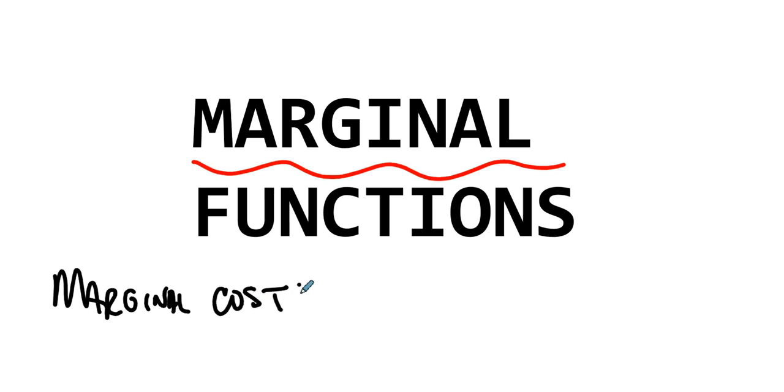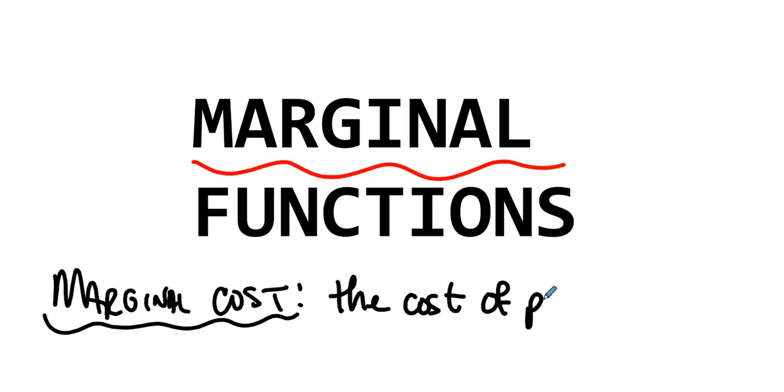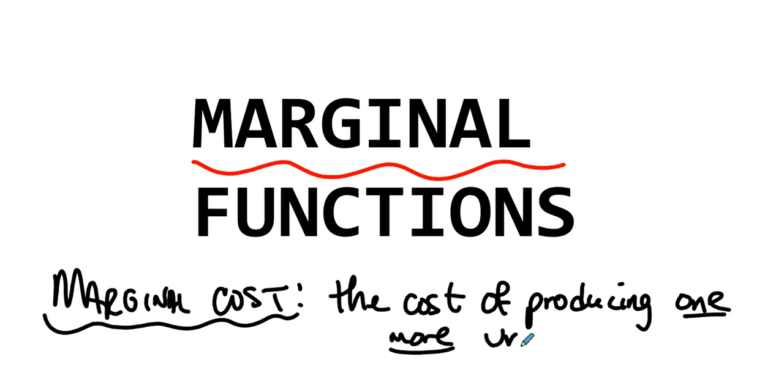Let's deal with cost first. There are similar definitions for revenue and for profit. The definition of marginal cost is the cost of producing one more unit. That's marginal cost.